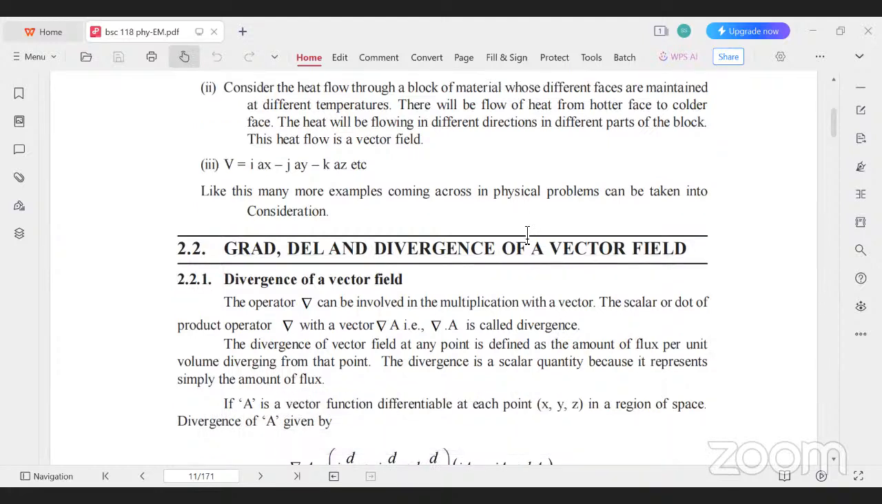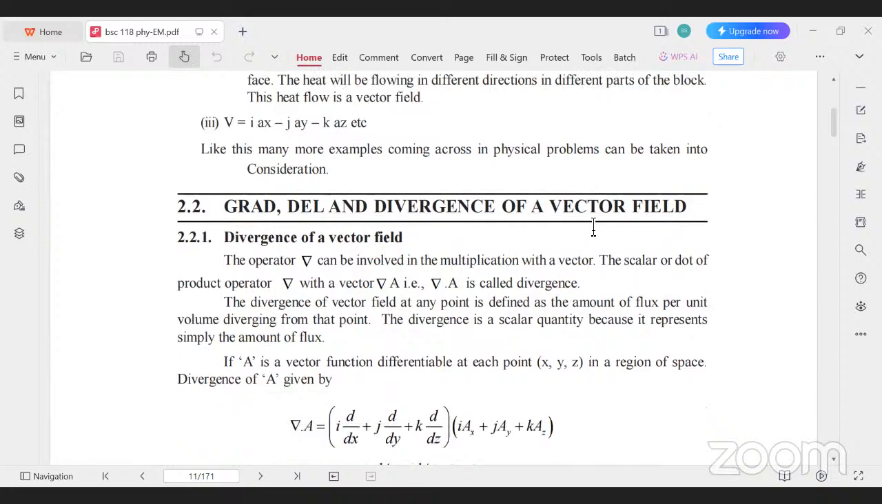Okay, now we will discuss what is the divergence of a vector field. Grad, del and divergence of a vector field. The operator del can be involved in multiplication with a vector. The scalar or dot product of the operator del with a vector A, that is del dot A, we call divergence. If I'm taking an S shape, the flow of the electrons will go one by one according to the S shape. That might be any shape. It can diverge, but it flows in an arrow only. Got it?